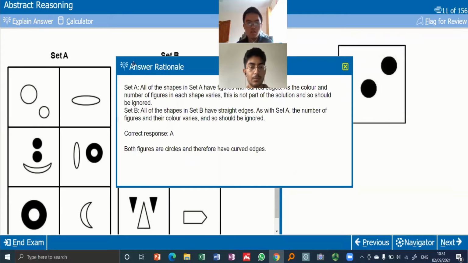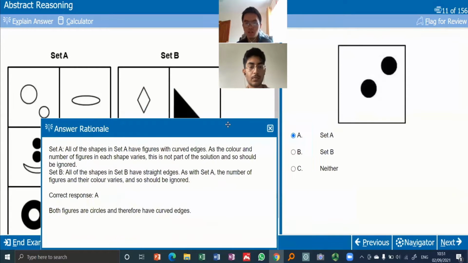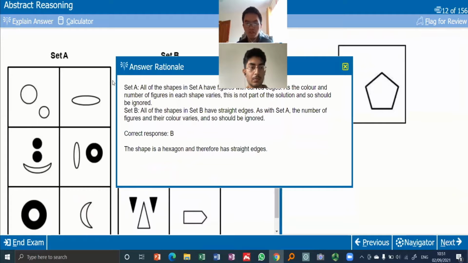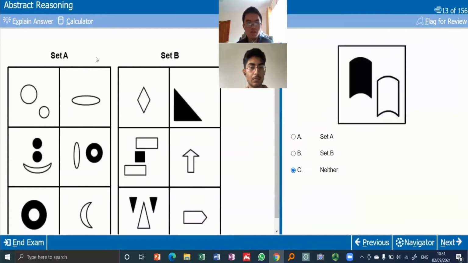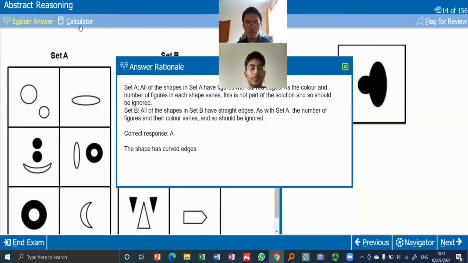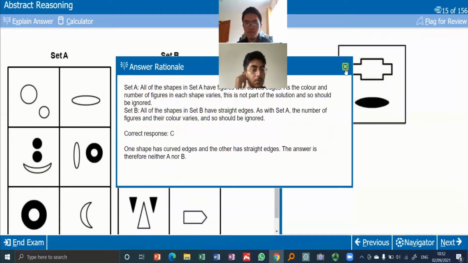So all of the shapes have figures with curved edges. So this is A, this is B, C, A, and C.